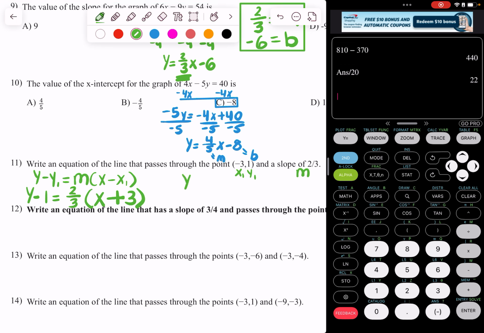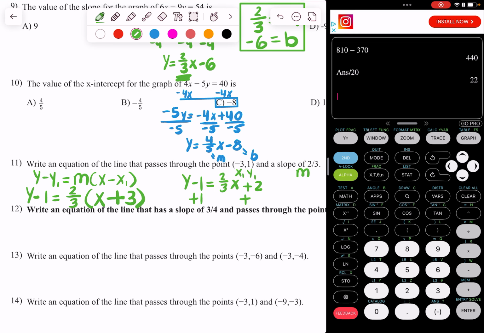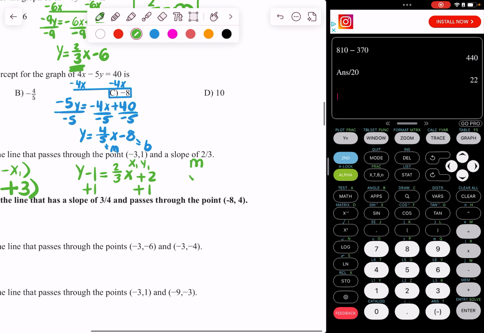So here we would have y minus 1 equals 2 over 3 times x is 2 over 3x, and 2 over 3 times 3 is just 2. Now I don't want that minus 1 there, so I have to add 1 to both sides. So my final answer would be y equals 2 over 3x plus 3.